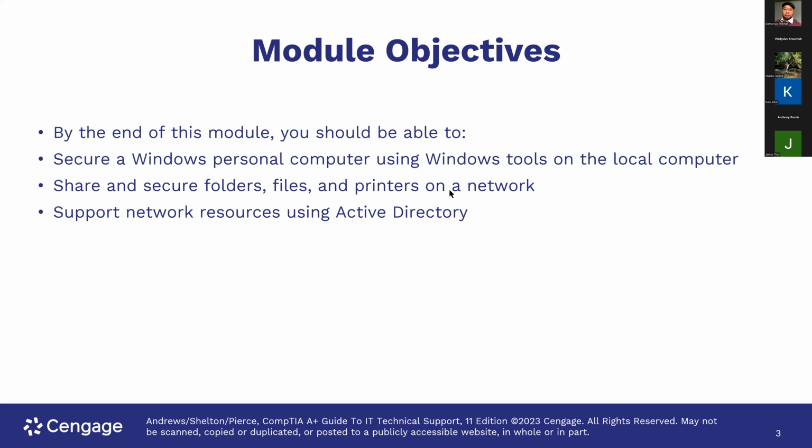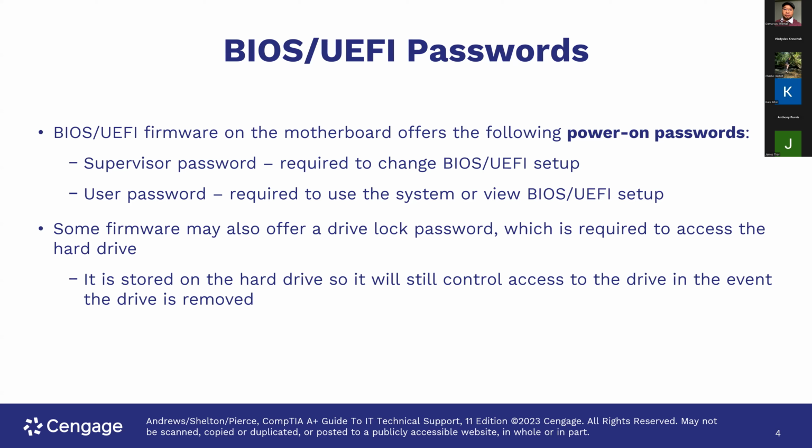Also about printers. Printers on networks have always been a target, since forever. These things were on the network. And then also supporting network resources using Active Directory. So that's what's happening in Module 17.